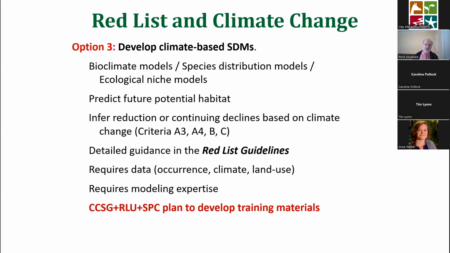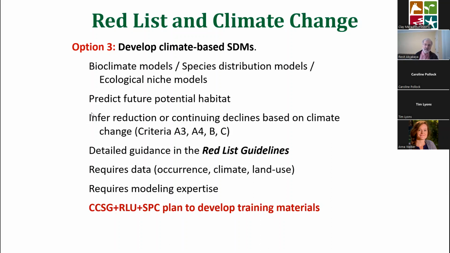Now, the third option, which is more complicated, is to develop climate-based species distribution models. So these are basically statistical models that are used to project where we are likely to find the species in the future as the climate changes. And they are used to predict future potential habitat, which in turn can be used to infer reduction or continuing decline based on climate change.